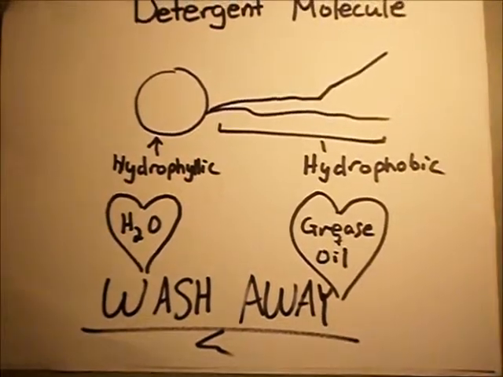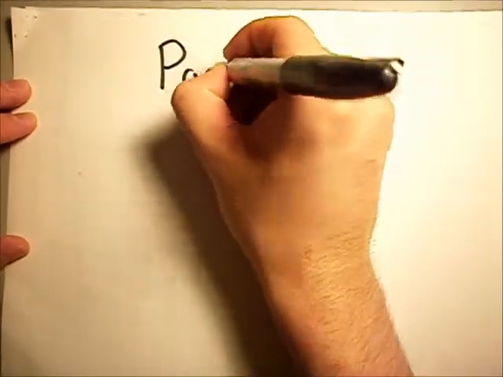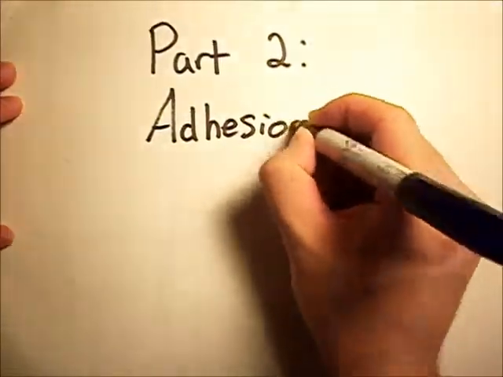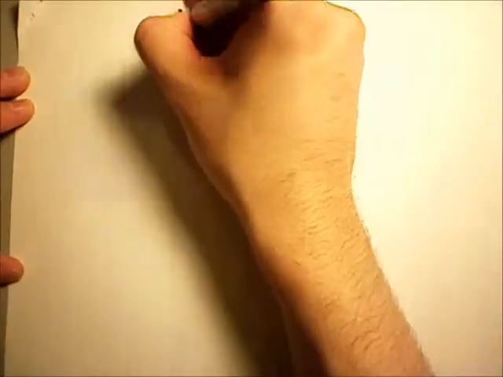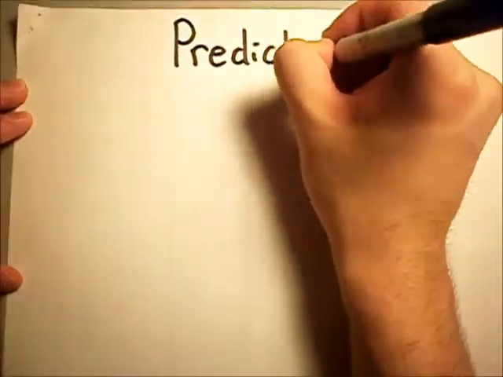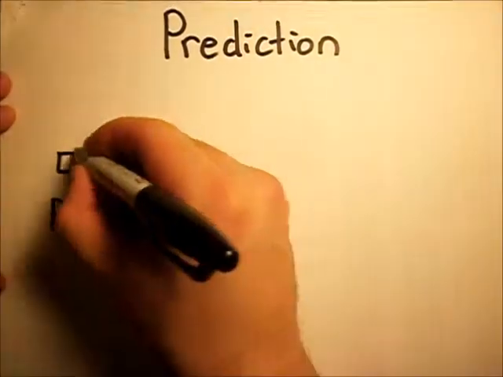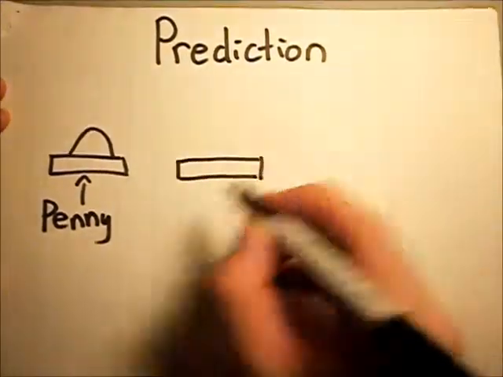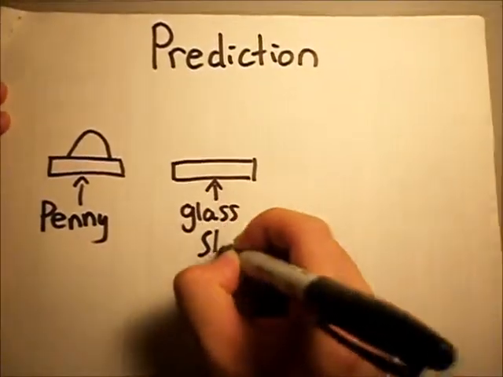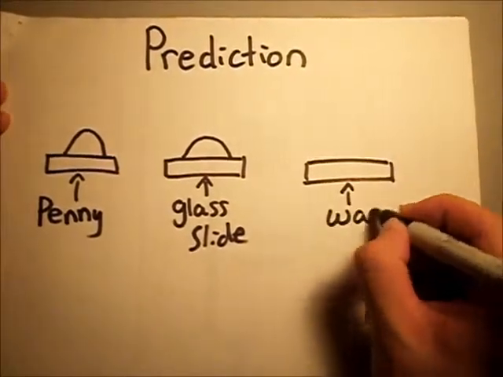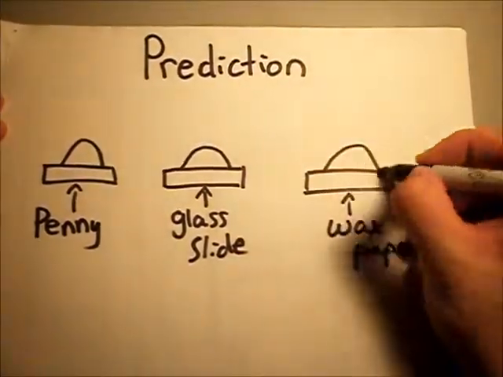In this next section, we will be taking a look at the adhesive properties of water, by observing the forms that water makes on different surfaces. Now, on first sight, we may predict that the water will form equal dome shapes on all the materials. However, we have to keep in mind water's polar nature, which affects how strongly the water binds to the material. The three materials we'll be using are a penny, a glass slide, and wax paper.